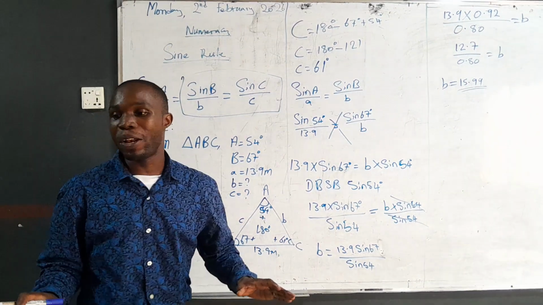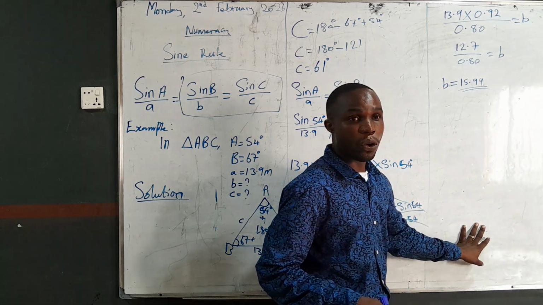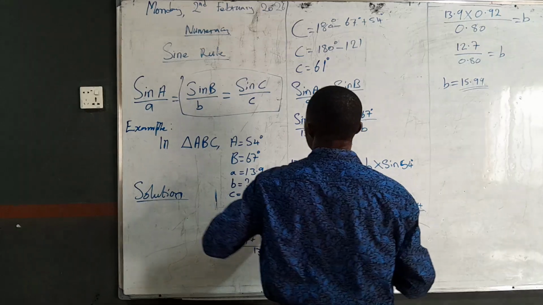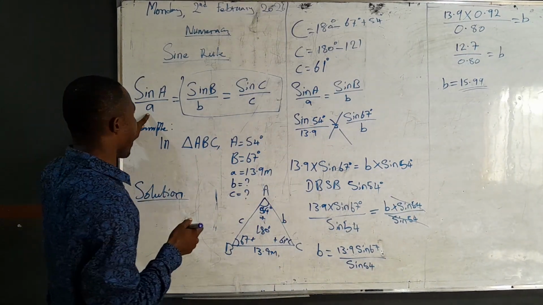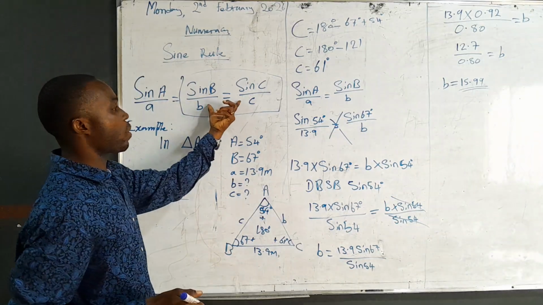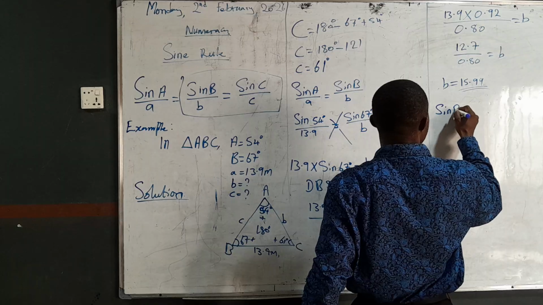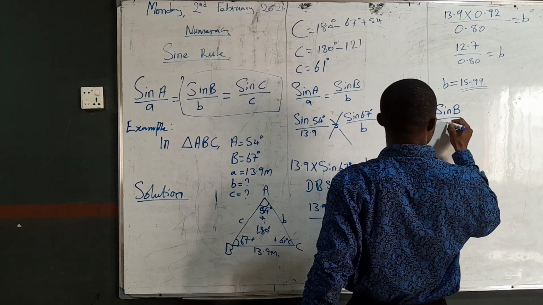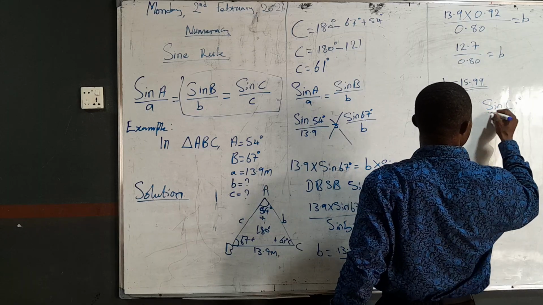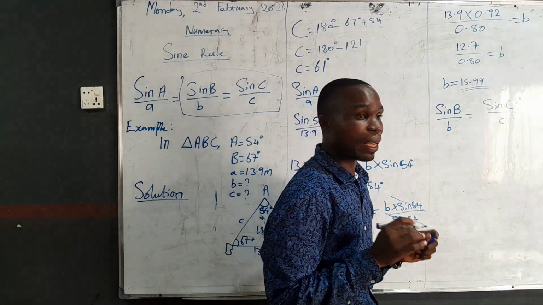Okay, welcome back. I believe you've done a very nice work. Now, let's run through to look for C. Since you already know A and B, we can make use of any of these. Let's go with this. We'll have sine B over small b is equal to sine C over small c. Now you've done this, so let's make it faster.